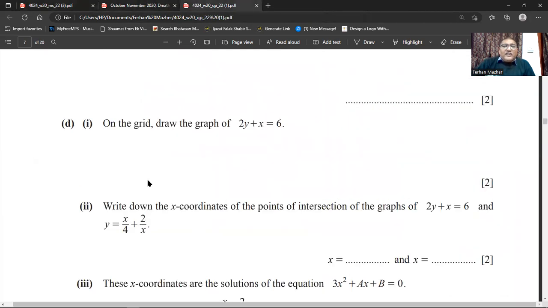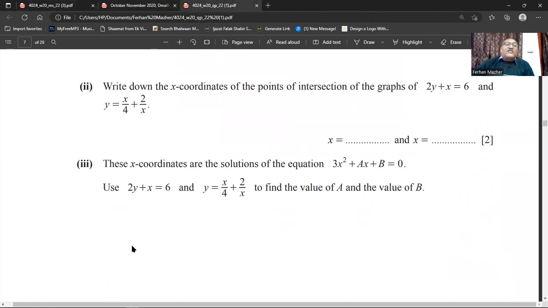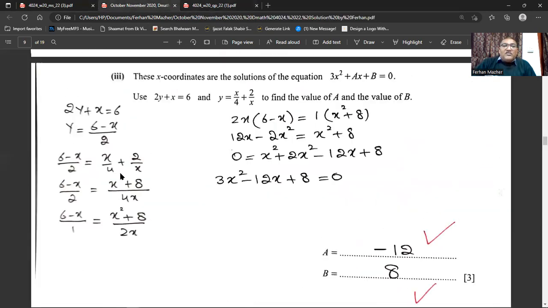So the next question is, these x coordinates are the solutions of the equation 3x squared plus ax plus b equals to 0. So use 2y plus x equals to 6. This is the equation of that line, and this is the equation of that curve. Because those are the point of intersection of this line and this curve, we will make their y equal to each other, and from there I will be able to find out an equation in terms of x.